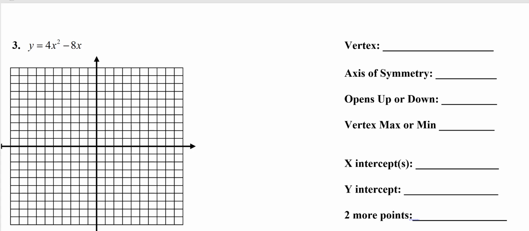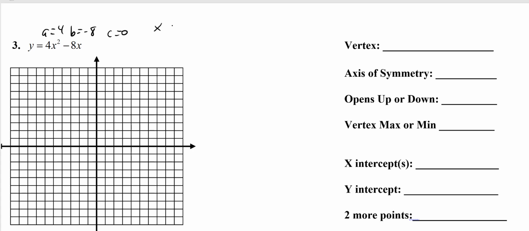Okay, it's number 3 on the next page, and again I'm going to say my A is equal to 4. My B is equal to negative 8. Remember, the B is in front of the x and the A is in front of the x squared, and there's no C, so C is 0. But again, no big deal.